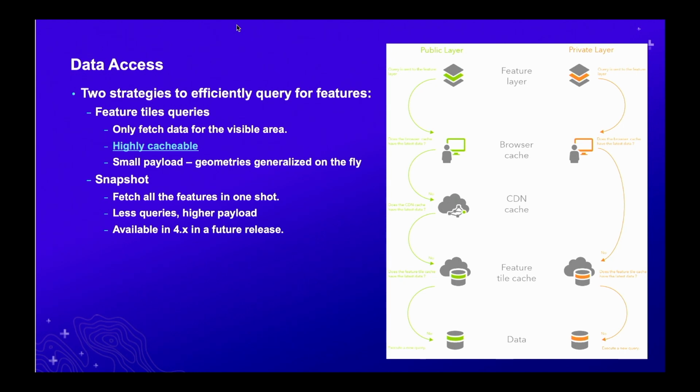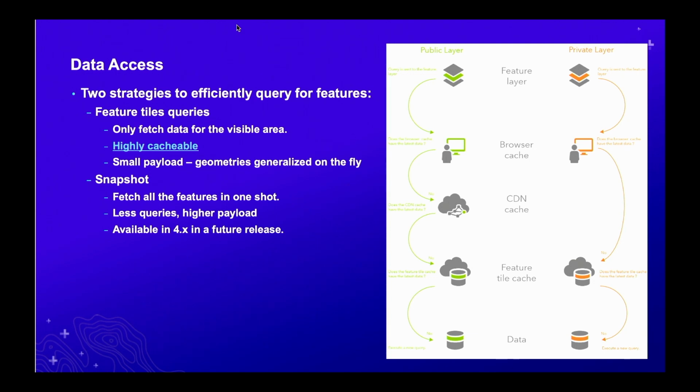There are two strategies that we have for fetching features from the feature service. The one we'll focus on is feature tile queries. So we divide the screen, the view, the extent you are looking at, into tiles, and then we issue queries for each one of these tiles. The advantage is that we fetch only the data that is required to display. Also, the big benefit of tiles for features is that it's highly cacheable.